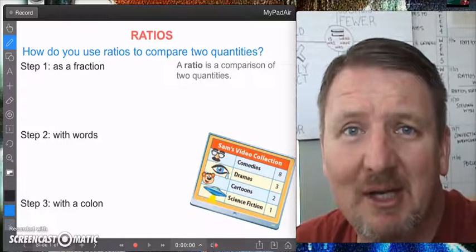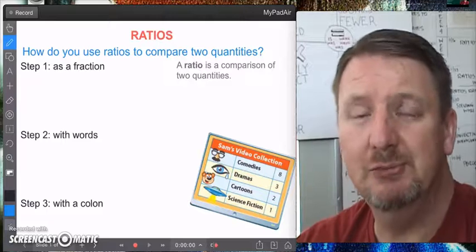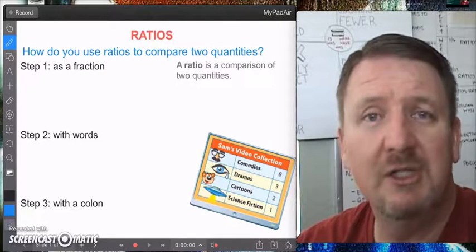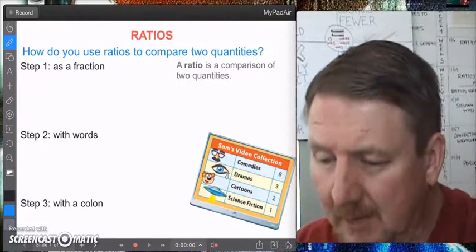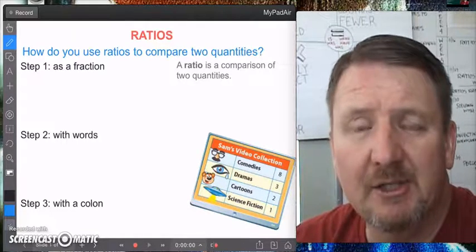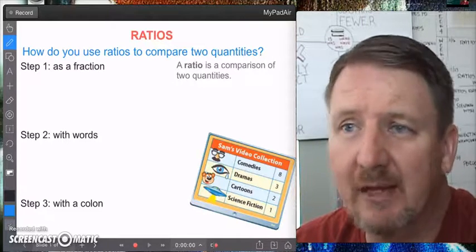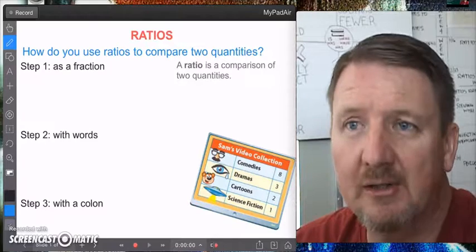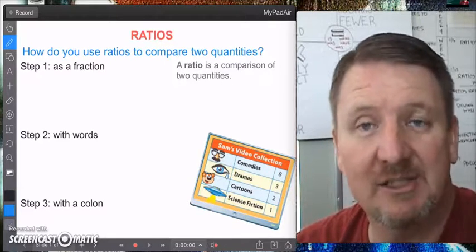This is Mr. Bell, in case you didn't know, and we are going to talk today about ratios and equivalent ratios. So let's get started. A ratio, in case you didn't already know, is a comparison between two quantities. And the quantities can be very different. You're just comparing one to the other, and usually in the exact order that it's asking you to.